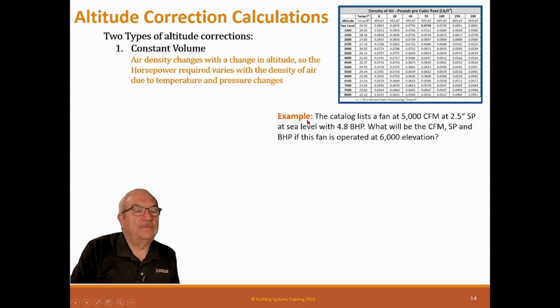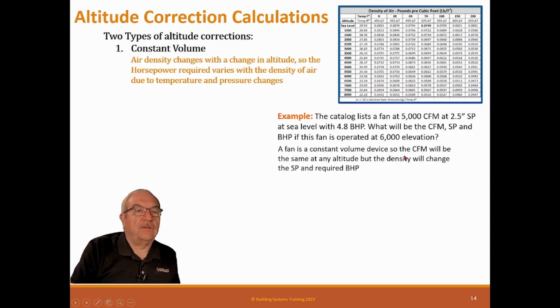So example, now this is if you've got a fan. The catalog of a fan says it's 5,000 CFM at 2.5 static pressure at sea level with a 4.8 brake horsepower. What will the CFM, static pressure, and brake horsepower be if it's operated at 6,000 feet? So the catalog data will change because the fan will change. So what happens, since the fan is a constant volume device, the CFM will be the same at any altitude, but the density changes the static pressure and brake horsepower. And remember, as you go up, the density goes down. So basically, these two go down. So the formula is static pressure 2 over static pressure 1 equals density 2 over density 1.